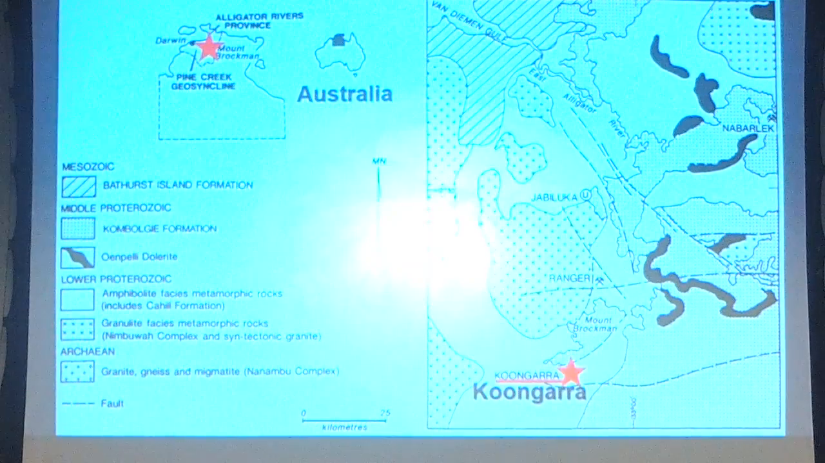And the Koongarra, if you ever saw the movie Crocodile Dundee, this is Crocodile Dundee country. It's up in what we call the Alligator Rivers province. It's the name of the rivers, and yes, they're not alligators, they're crocodiles. They're saltwater crocodiles and they're man-eaters. And this is now a national park and a World Heritage listed area.